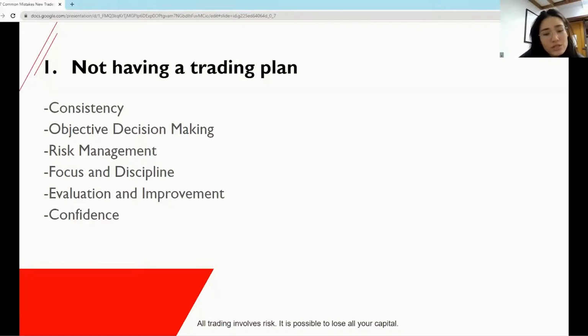And lastly, we have confidence. So a well-defined trading plan gives you confidence in your trading decisions. It provides a structured framework and a set of rules to follow, which will help you to reduce uncertainty and anxiety. So when you have confidence in your plan, you're more likely to stick to it during challenging market conditions and avoid making impulsive or emotional decisions.